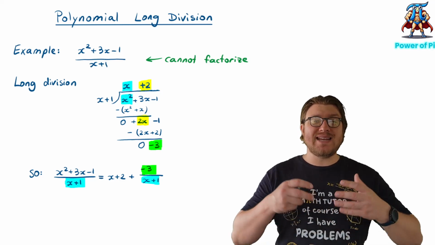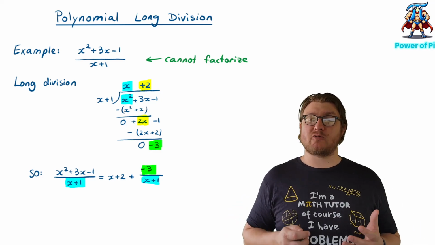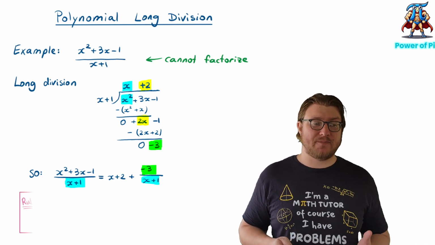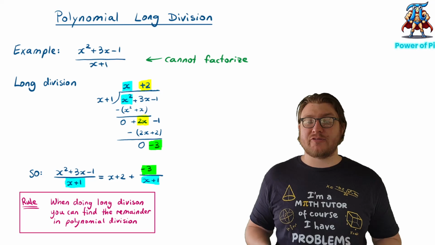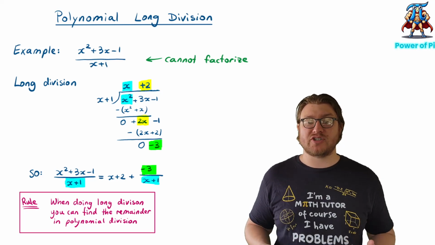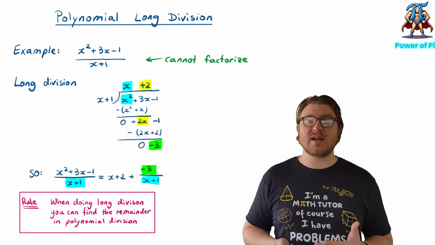So we've completed one of our long division questions in order to find what the remainder is when we divide. When doing long division, you can find the remainder in polynomial division. So this number at the end is what we're interested in, the remainder, what's left.